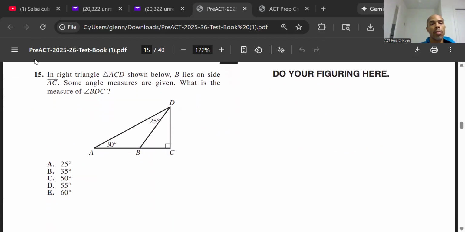Number 15: in the right triangle, triangle ACD shown below, B lies on side AC. The angle measure we want is the measure of angle BDC. If we look at this big triangle, hopefully you can see I drew the outline, and we just look at those angles. We know the corner means 90 degrees. This is 30. So this angle would be what? Well, we know the triangle sum theorem says the angles of a triangle add to 180.